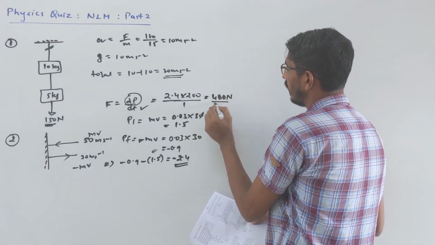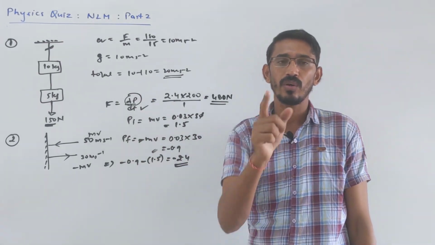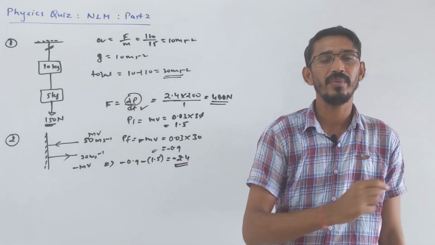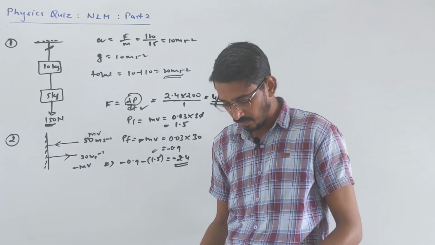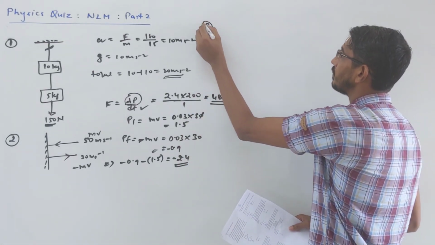So 480 Newton. That's the force applied by the bullet on the wall or by the wall on the bullet, because action is equal to reaction. Both questions have the same answer. Okay, let's move on to the third problem.